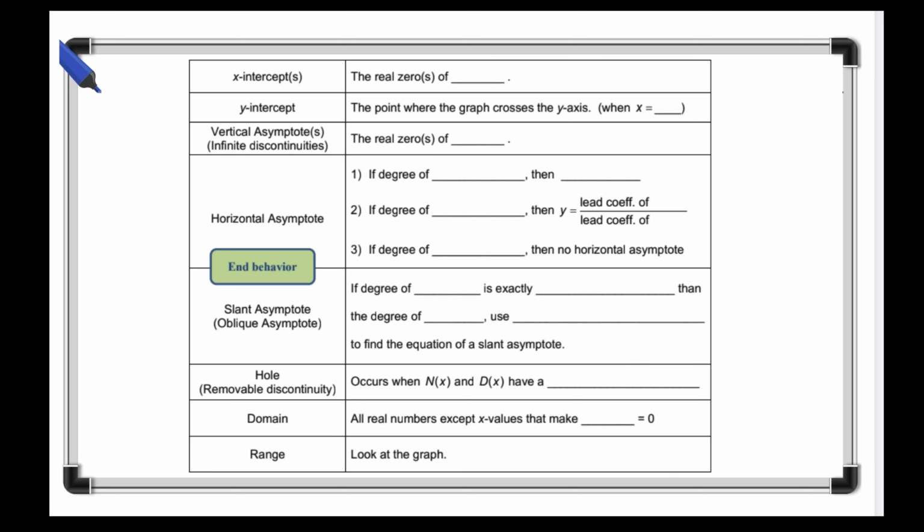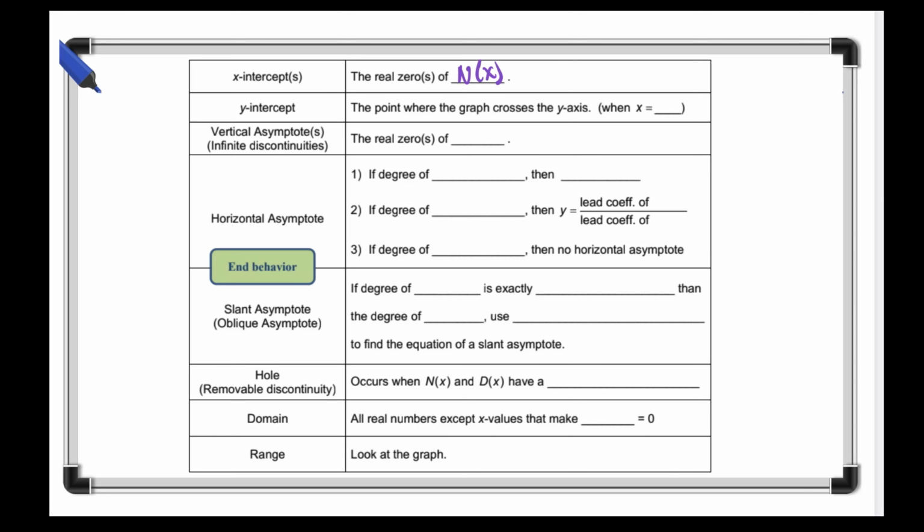So one of the things is that you're looking at x-intercepts, right? X-intercepts of rational functions are the real zeros of your numerator. Okay, so whatever expression you have in your numerator, you're going to go ahead and set it equal to 0, and you're going to solve. So x-intercepts, you're looking at the zeros of your numerator.